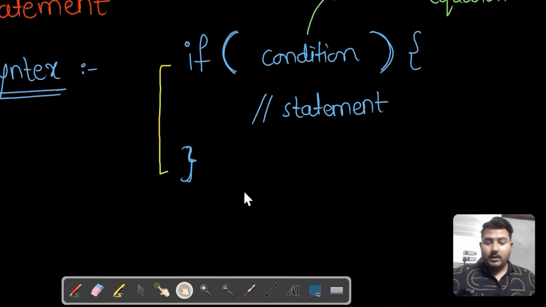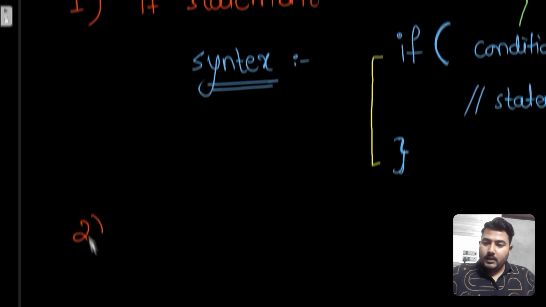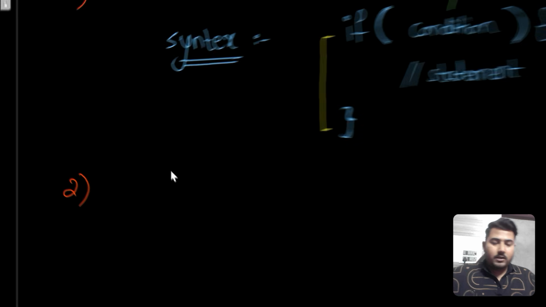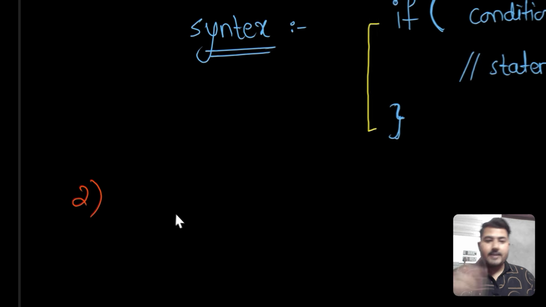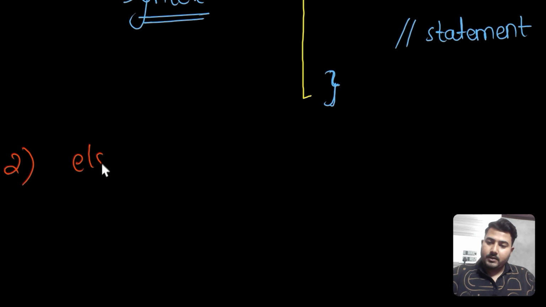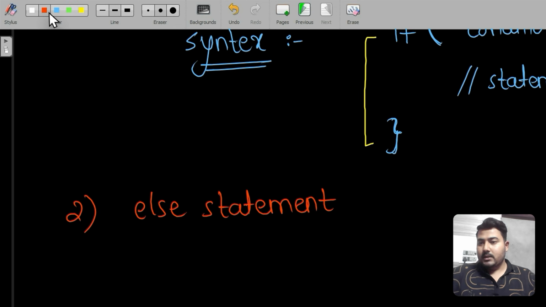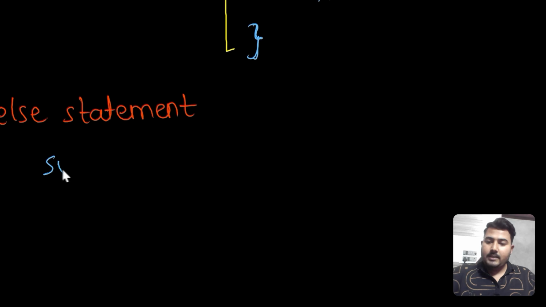Just give me some time. Let me first write down all the syntaxes that we are aware of. Second part would be, we are already done with the if condition. Then we also have else, that is the else statement. Now the important point here is we cannot have an else statement without an if statement.